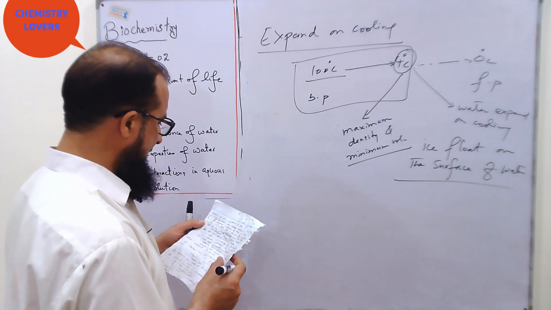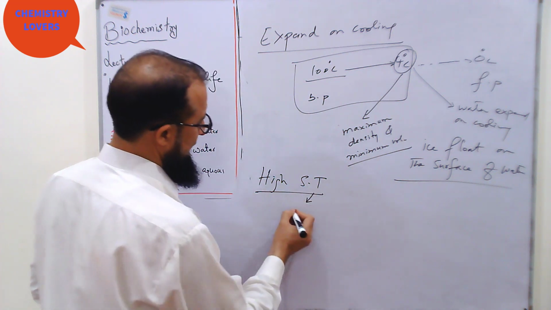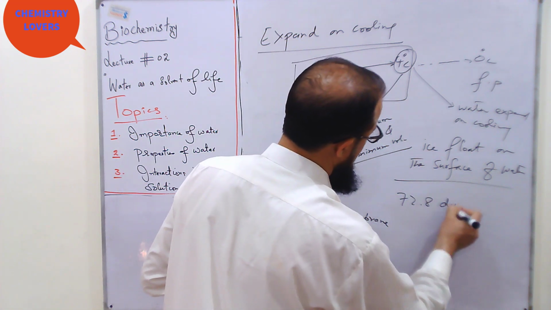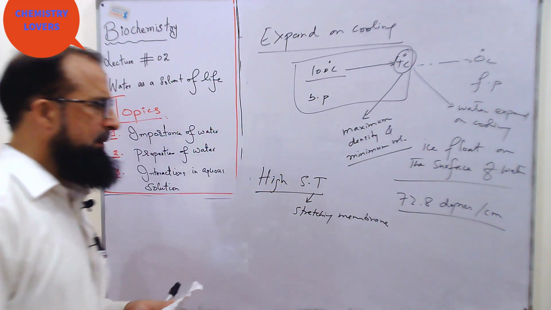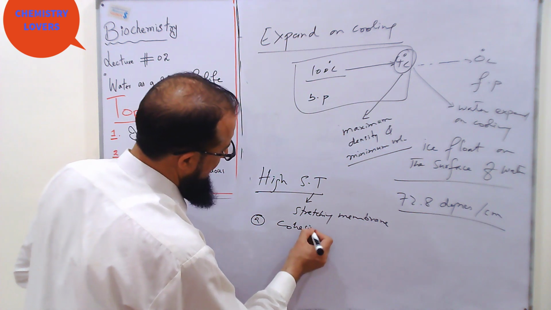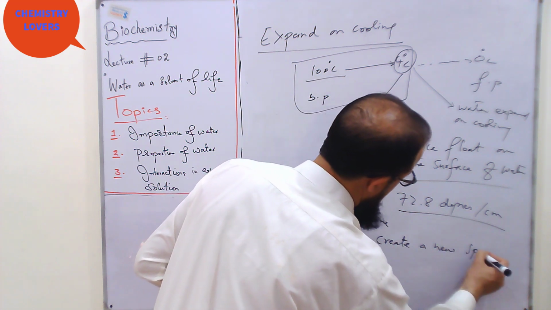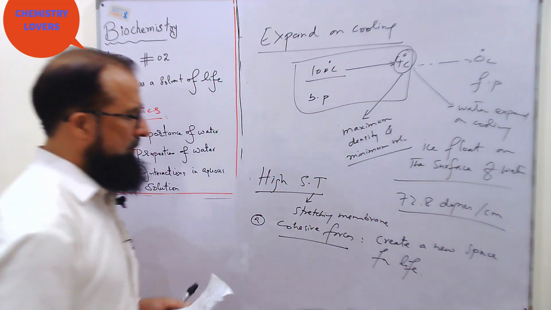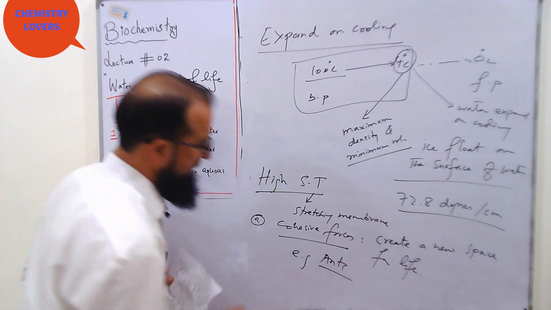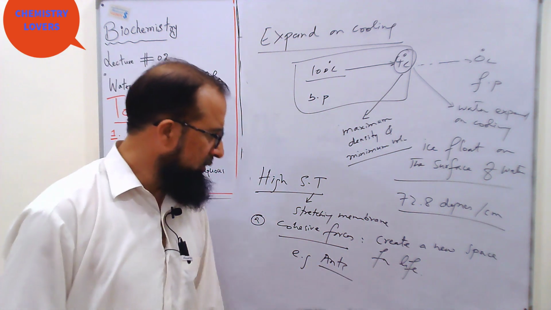Another important property of water is high surface tension. So surface tension can be experienced in a stretching membrane, and water has a high surface tension of 72.8 dynes per centimeter. And this high surface tension of water is due to the hydrogen bonding. And that hydrogen bonding, in the form of cohesive forces, can create a new space for life. Because we know that many kinds of animals, for example ants, can walk on the surface of water. And this way of walking for ants is made possible by the high surface tension of water.